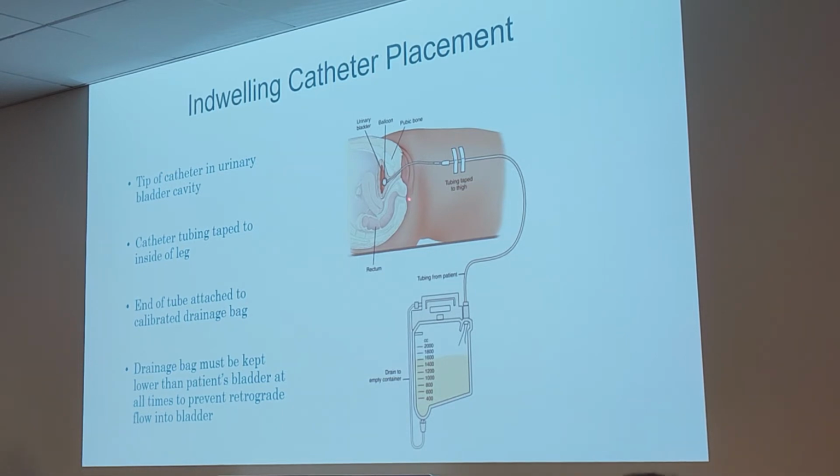Alright, and this is just a picture of what it would look like on a female. For example, during surgery, like I mentioned earlier, it would be taped to the thigh, and then we have a chamber that monitors the output. And of course, the drainage bag must be kept lower than the patient's bladder. We don't want any backflow, that's just nasty.